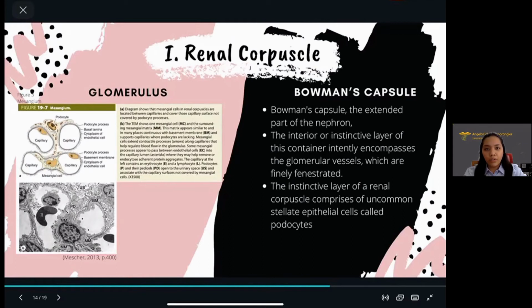The visceral layer of Bowman's capsule comprises modified epithelial cells called podocytes, which along with the thin endothelial cells make the mechanical assembly for renal filtration.